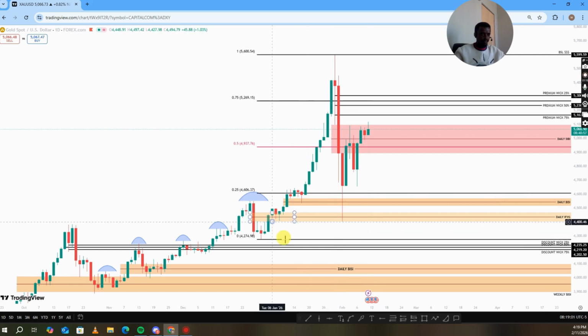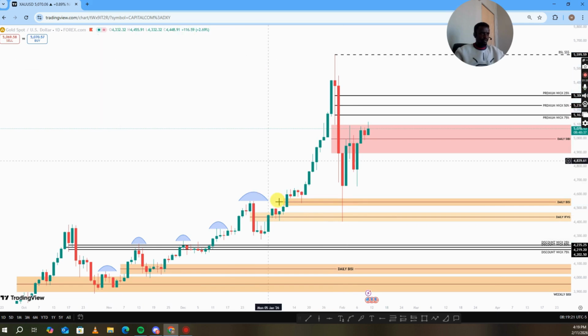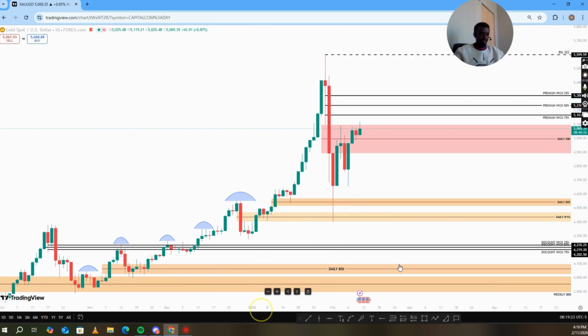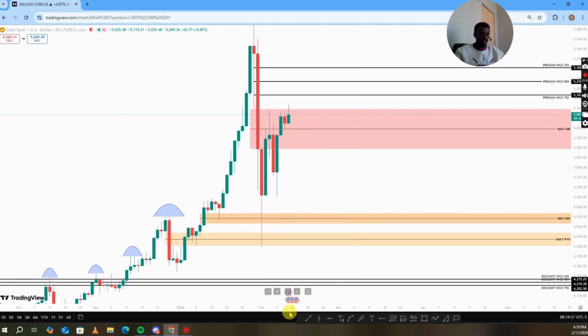And the proof that these arrays were respected is the fact that the wicks might have done the damage, but as you can see, the bodies, which tell the true narrative of price, were maintained way above both of these arrays. And there's another interesting smart money technique tool that was painted here.